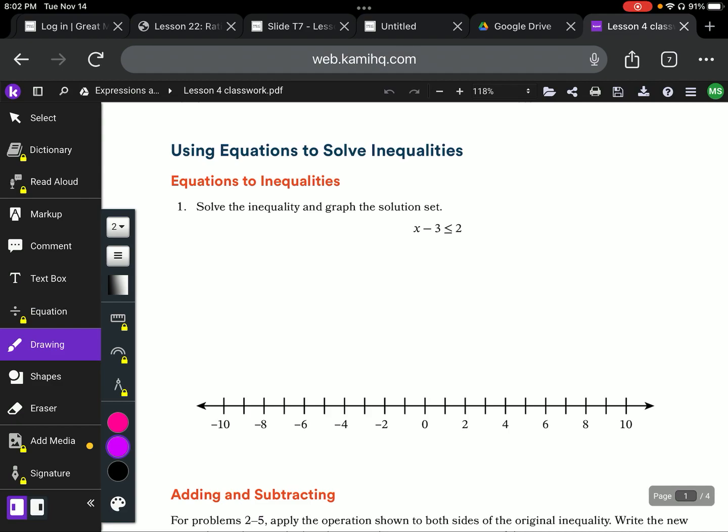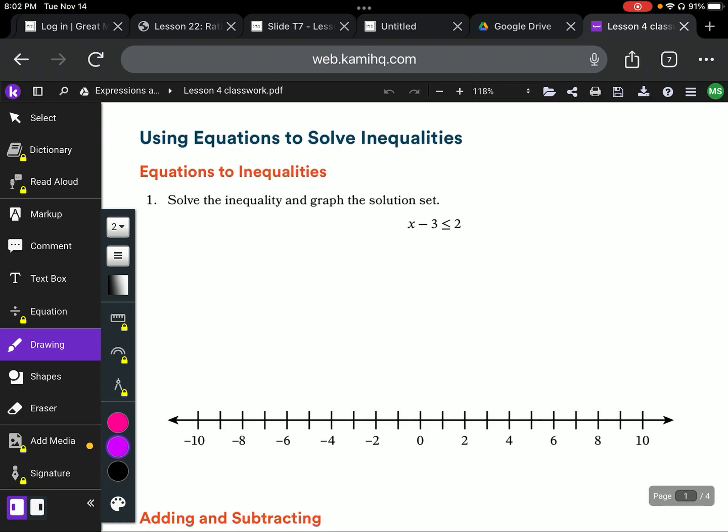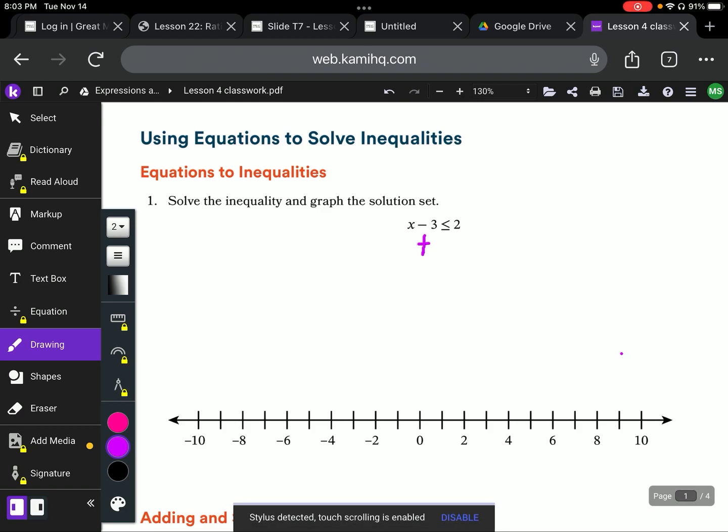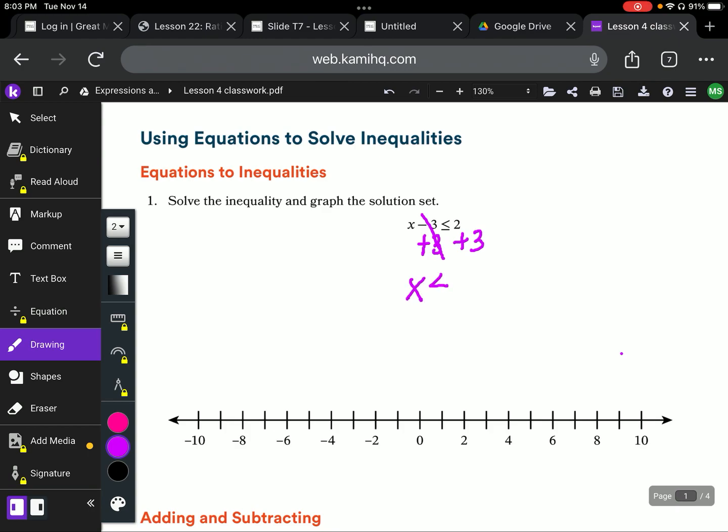So I have x minus 3 is less than or equal to 2. Hopefully by now we know that we're doing the inverse or the opposite operation. Since this is minus 3, I'm going to add 3 to both sides of the inequality symbol. Negative 3 plus 3 leaves me with 0. So I have x is less than or equal to 2 plus 3, which is 5.